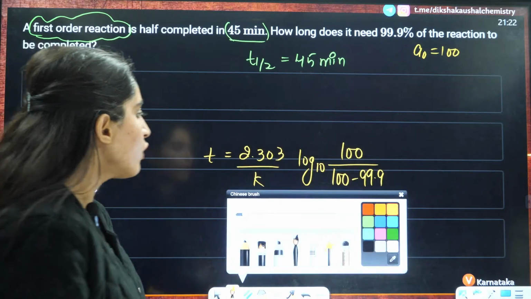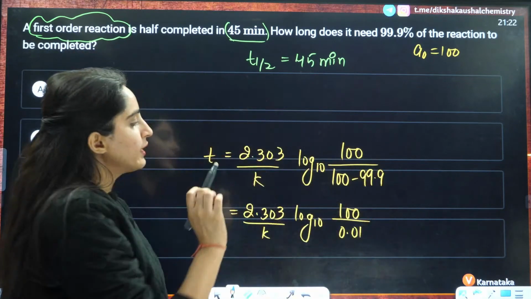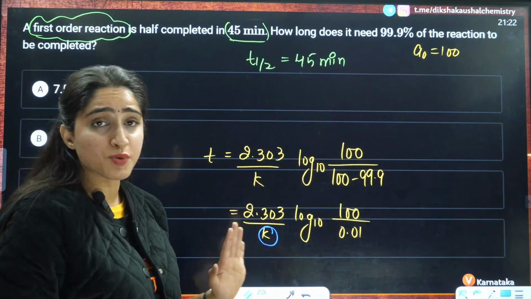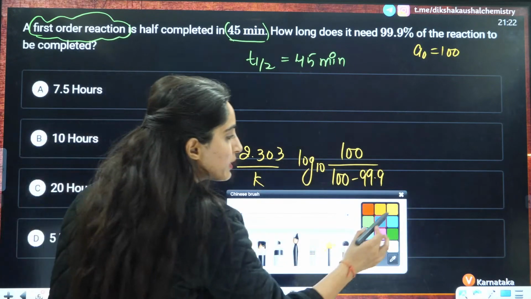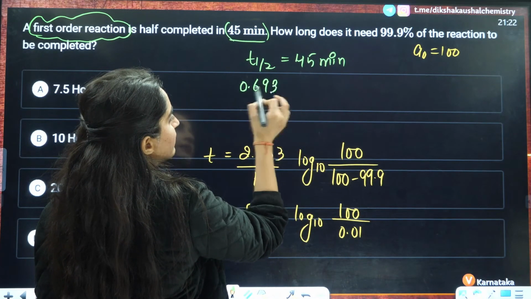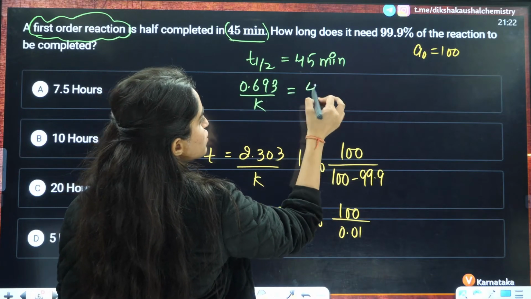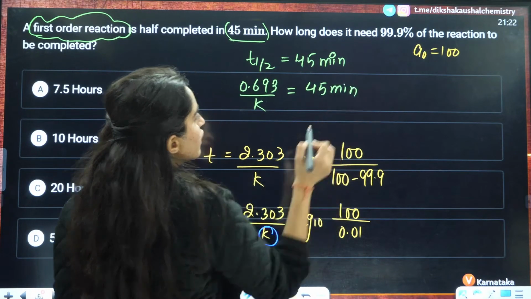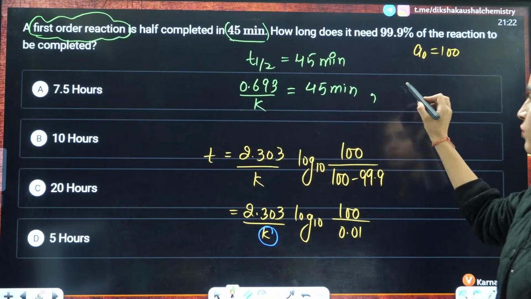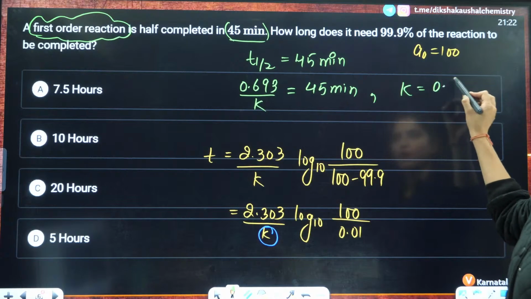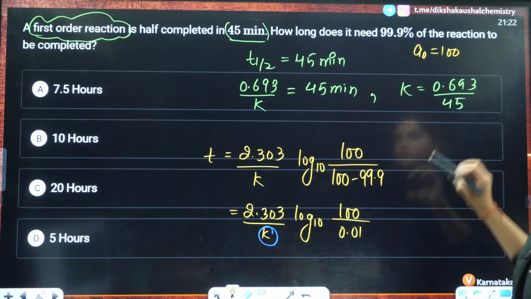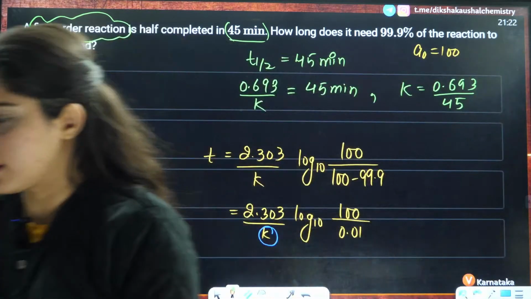So now from here you need to calculate the value of K. We don't know the value of K; the rest of the things we know here. So how to calculate the value of K? It will be 0.693 divided by K is equal to 45 minutes. So K will be equal to 0.693 divided by 45, right? That is going to be the answer.